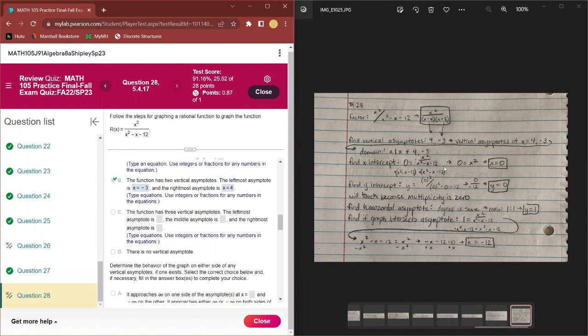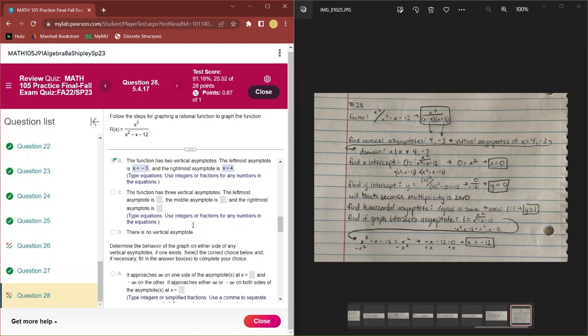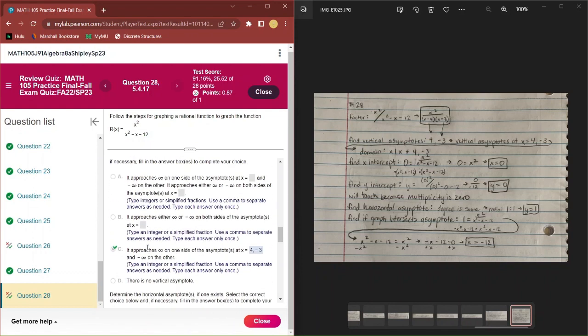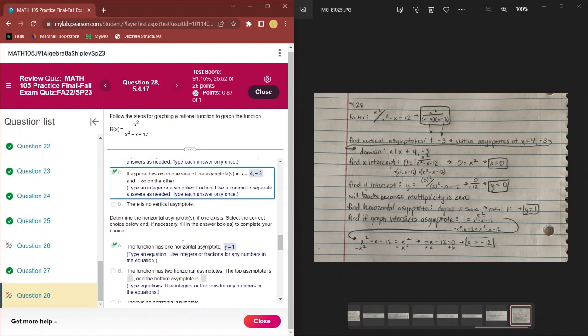And then it's asking for its vertical asymptotes, which you already know. It's already asked that. And then it's always C. I just bet on C.